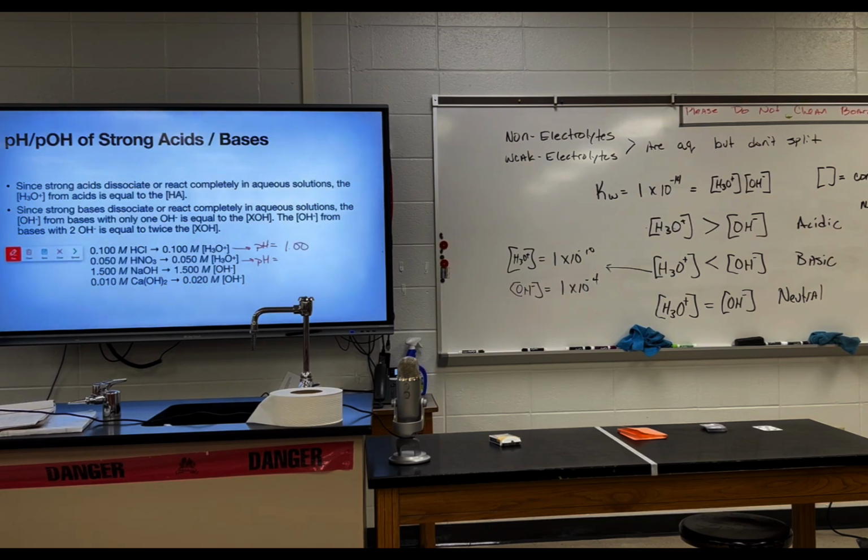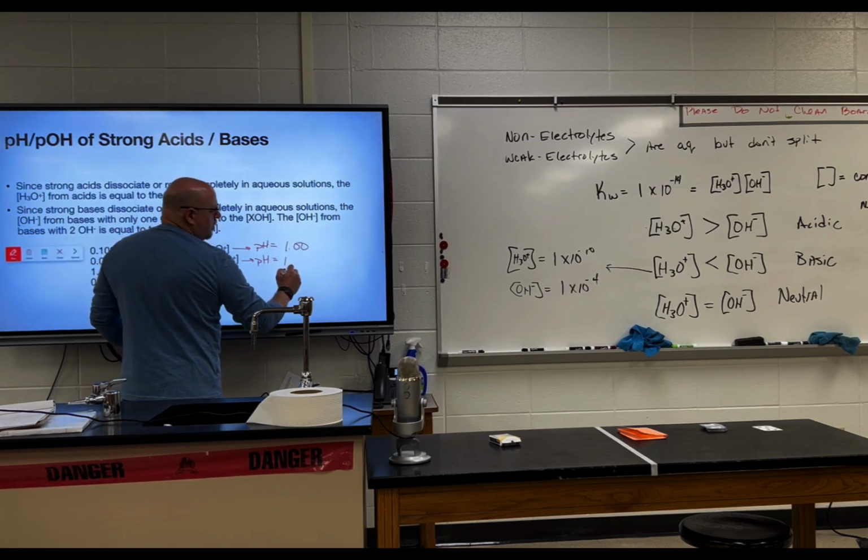No. It doesn't work like that. You can only do it with, like, if it's 1. So you can have 5 times 10 to the negative 2. Or negative log of 0.05. What do you get? 1 point what?